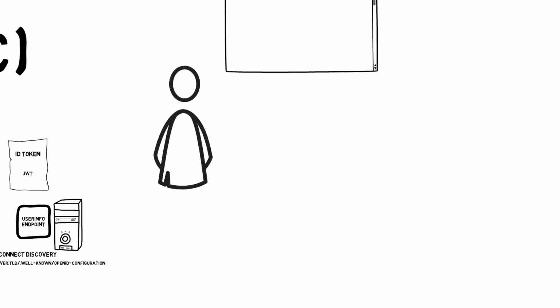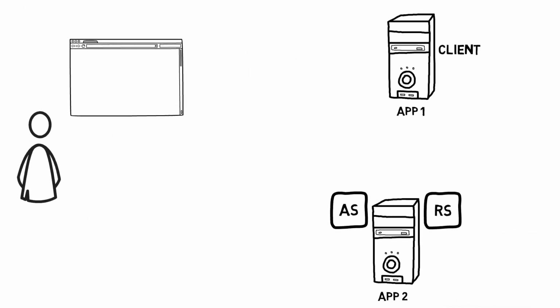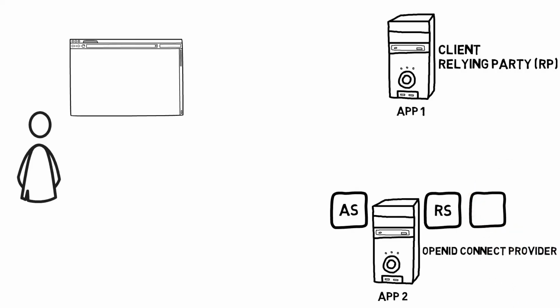Let's have a closer look at the OpenID Connect flow. We have our two applications where one is the client, but since it's now also relying on a claim for user authentication, it is also a relying party. Then we have App 2 being the OpenID Connect provider in this example. It has also the new user info endpoint service running on it.